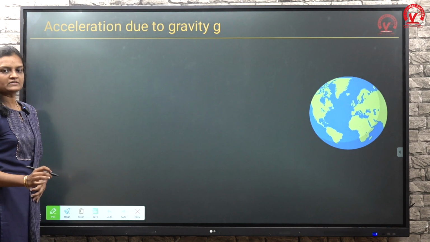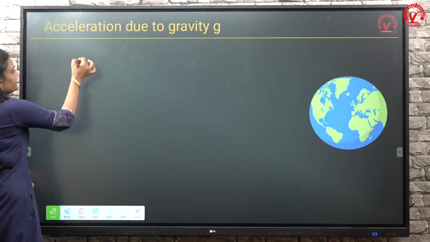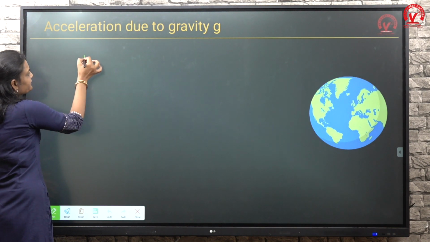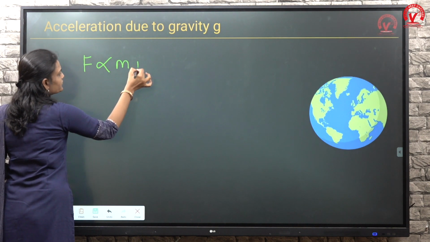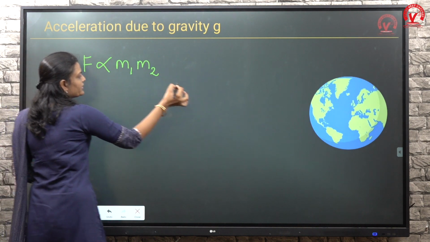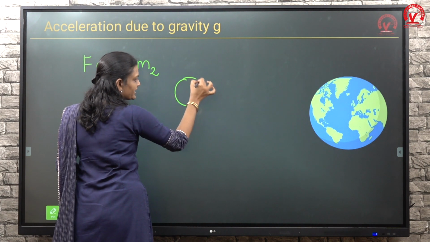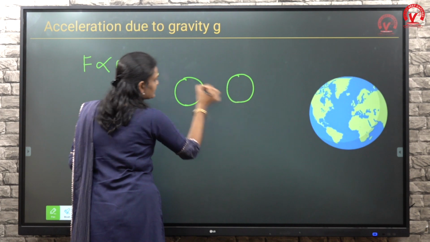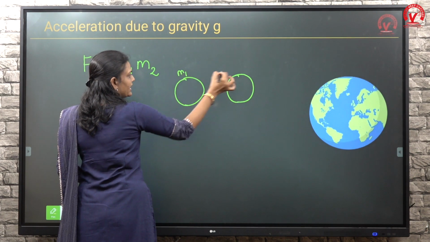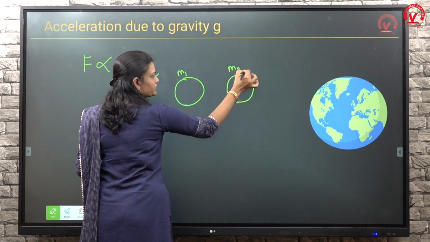We know what is meant by the universal law of gravitation. We know that F is directly proportional to m1 m2. What is meant by m1 m2? I told you, take two objects. We are taking two objects here; this one has mass m1 and this one has mass m2.